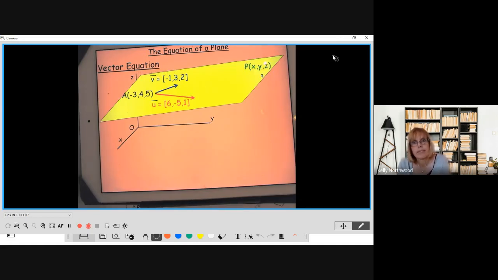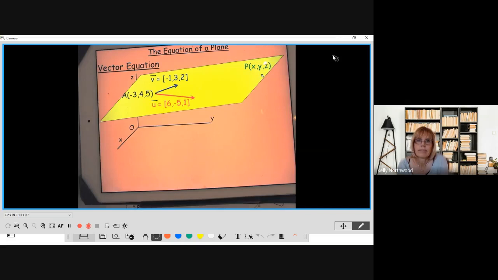So let's say that we have this arbitrary point in the plane. I'm going to call it the point x, y, z. So x, y, and z could be any point whatsoever. Now, one way to define that we're talking about this specific plane is if we have a particular point in the plane, like -3, 4, 5 is a point, and 2 vectors that are in the plane or parallel to the plane. Those actually mean the same thing, like the vectors u and v here.